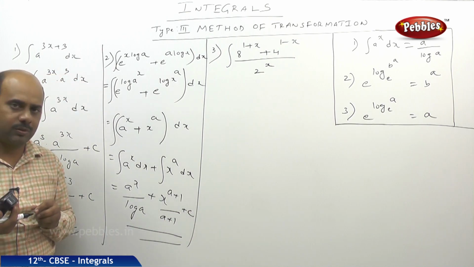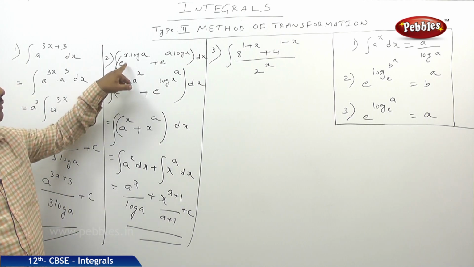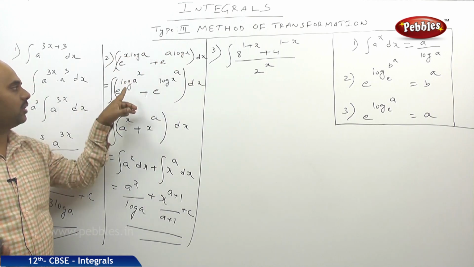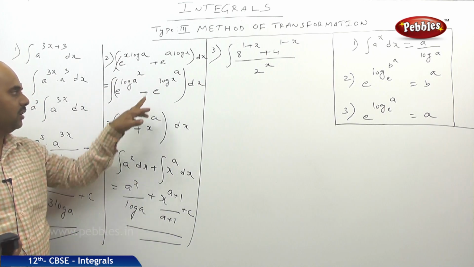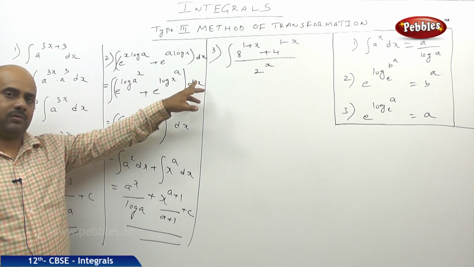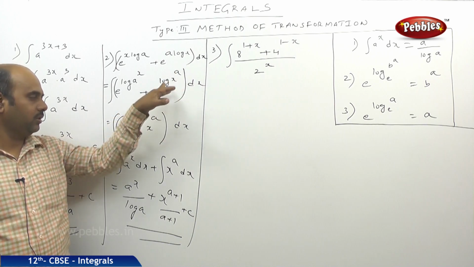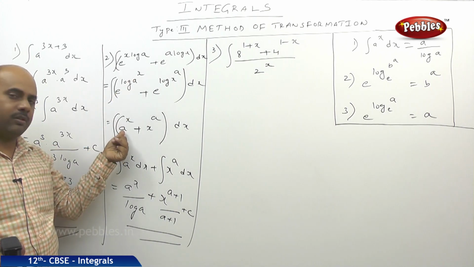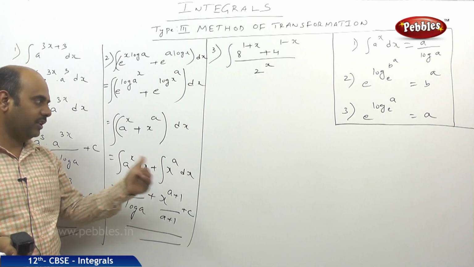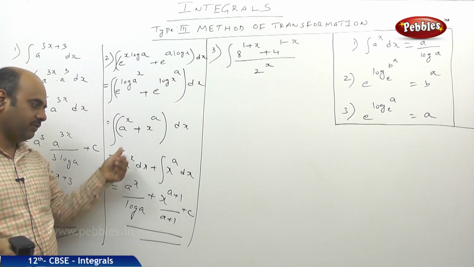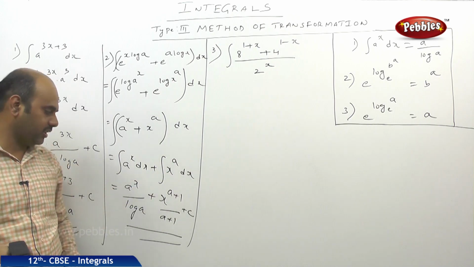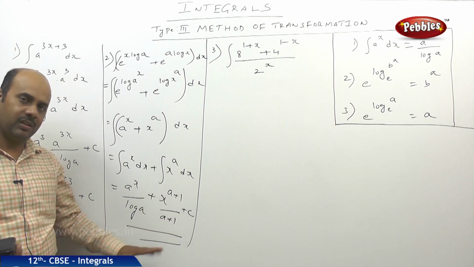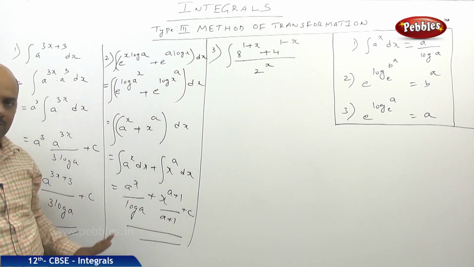Once again I will be repeating this problem. Integral of e power x log a plus e power a log x dx. So x goes up, so it becomes e power log a to the power x plus e power log x to the power a, and here dx. So what happens here? Direct formula a power x, and here x power a. I can do integration individually. So integral of a power x dx plus integral of x power a dx. So this becomes a power x by log a, and this becomes x power a plus 1 by a plus 1 plus c. I think you people are clear now.